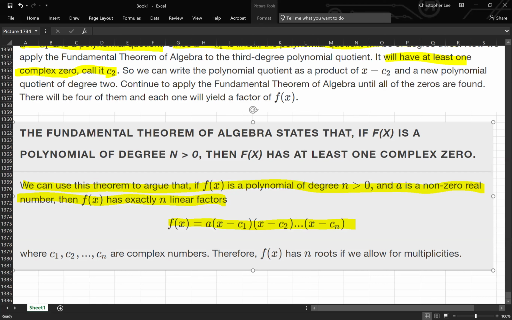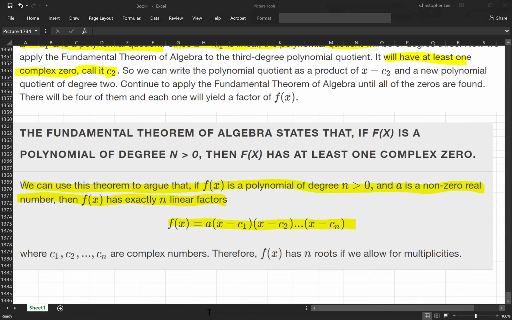This is dope right here. Every polynomial can be factored. That's what it's trying to say.